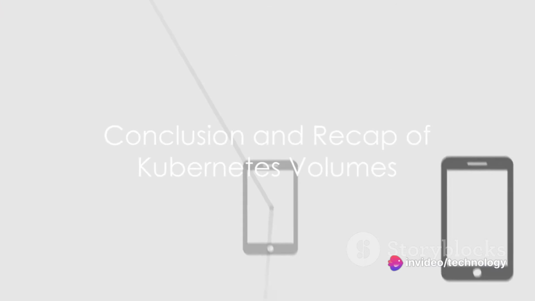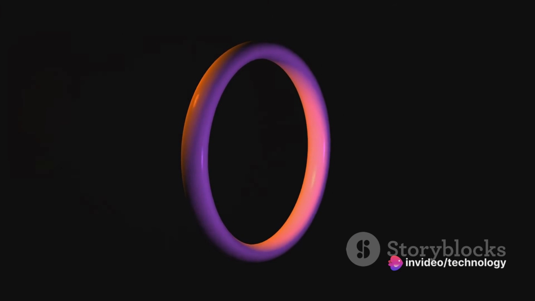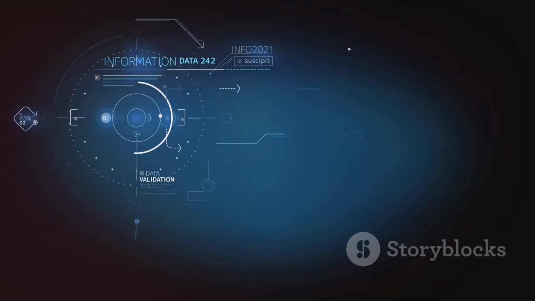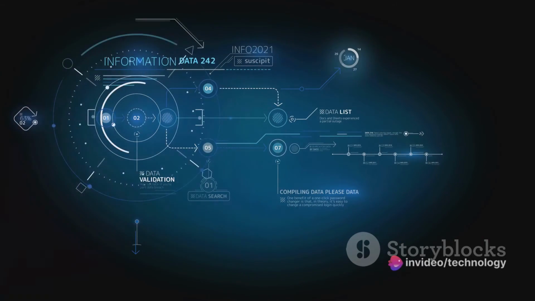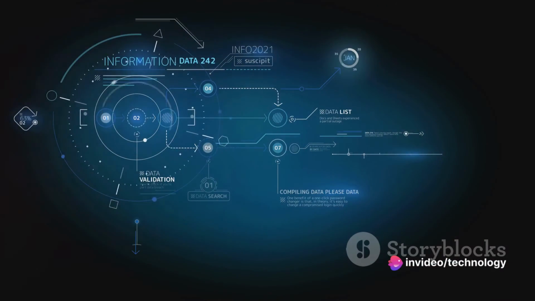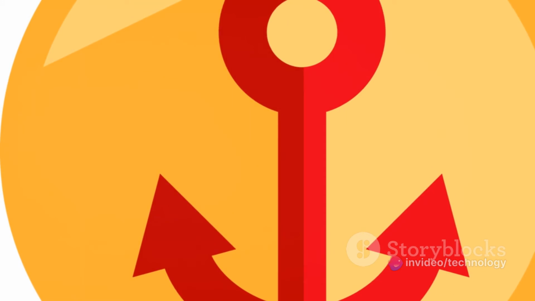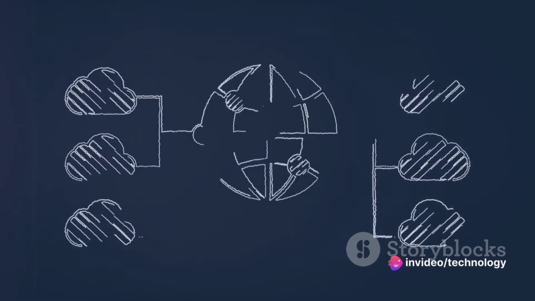Let's recap what we've learned about Kubernetes volumes. Kubernetes volumes are a critical component of any Kubernetes environment. They provide persistent storage to containers, ensuring that data is not lost when a container crashes or is terminated. We've also delved into the implementation of Kubernetes volumes. We learned that you can create a volume in a pod and then mount that volume into a container within that pod. This process ensures your data is accessible and safe.